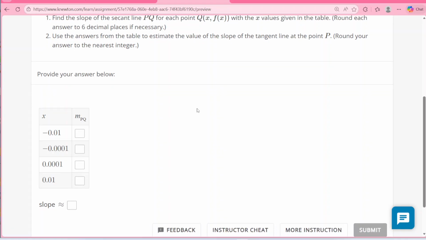All right, so this one's having me fill in a table. Now these will be slopes of secant lines. All right, these will be slopes of secant lines. And I'll show you a way we can express the slope of a secant line in general and make a table for it.